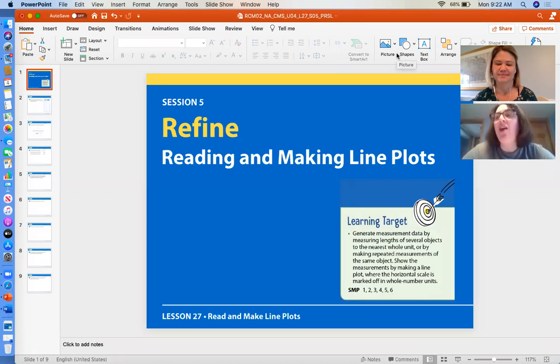All right, we are on our last session, session 5 on pages 661 and 662, and then you will have your quiz. So we are, again, just working with reading and making line plots. I think you got this. You guys are so smart. We're going to go through this pretty quickly, but we're confident that you have it. So here we go.